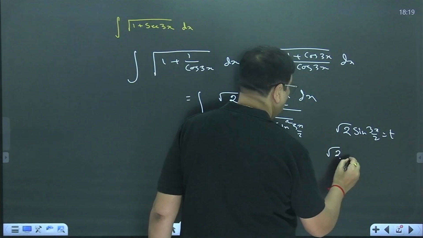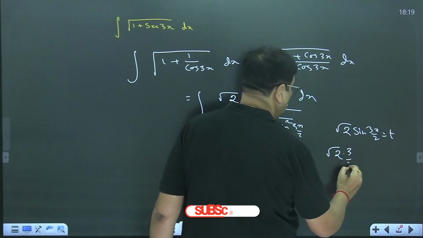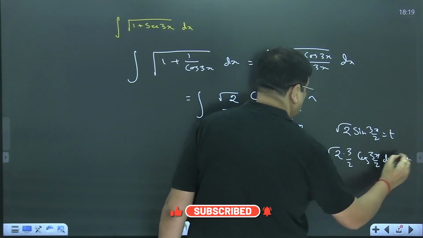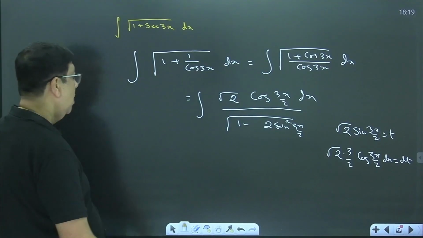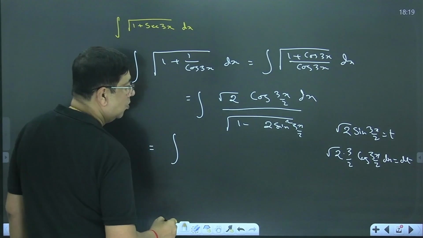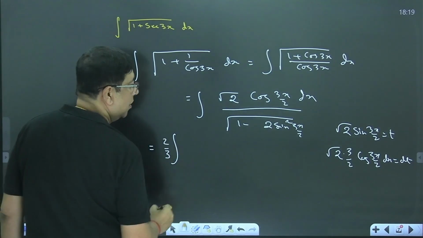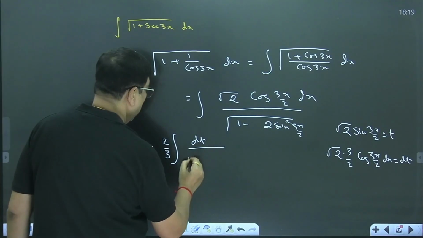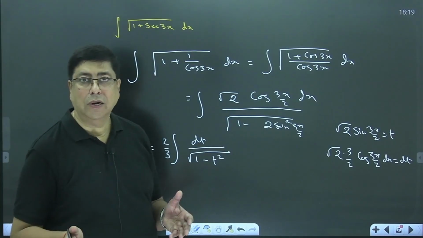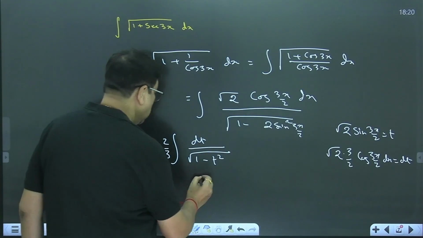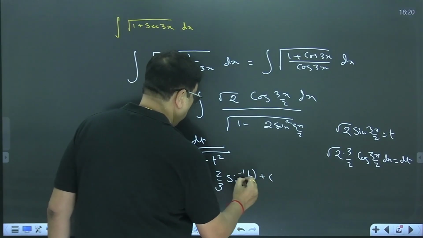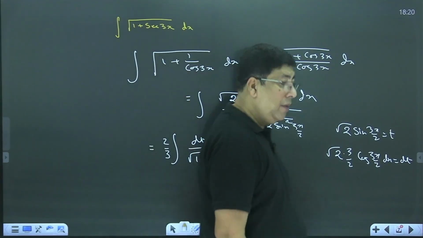So directly we are getting it. I am solving the sum completely. So what will its differential be? That is 3 by 2 cos 3x by 2 dx equal to dt. Therefore, keeping this in mind, I am writing here root 2 cos 3x by 2 dx as 2/3 dt by root over 1 minus t square. Same sum, that is sin inverse formula. So here it is 2/3 sin inverse t plus c. Okay, everybody.